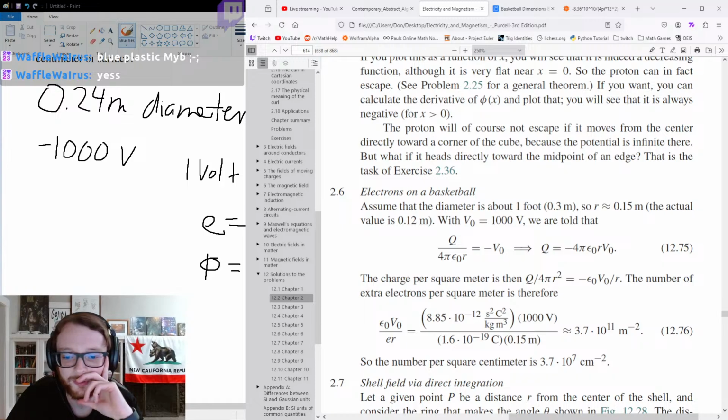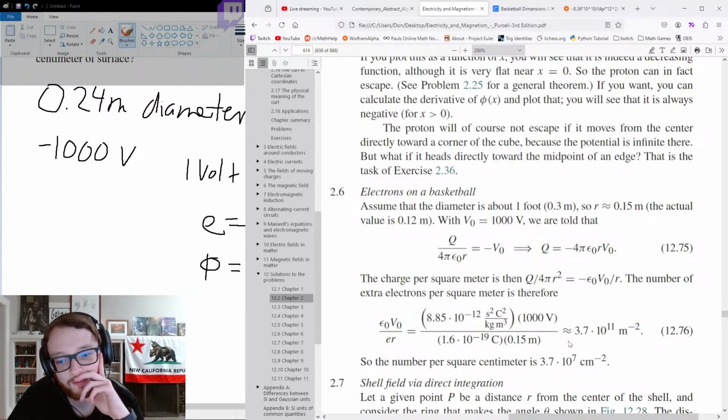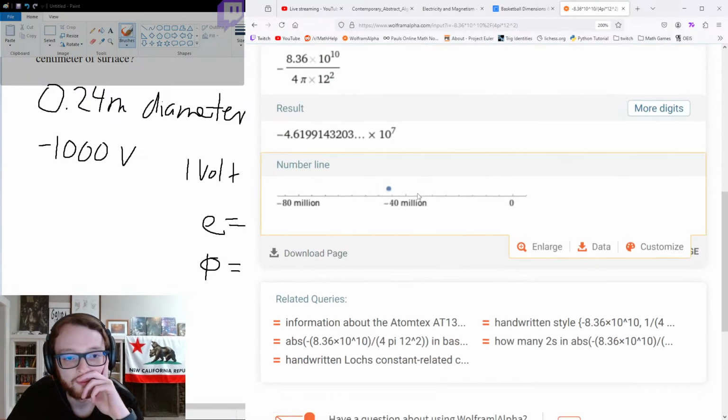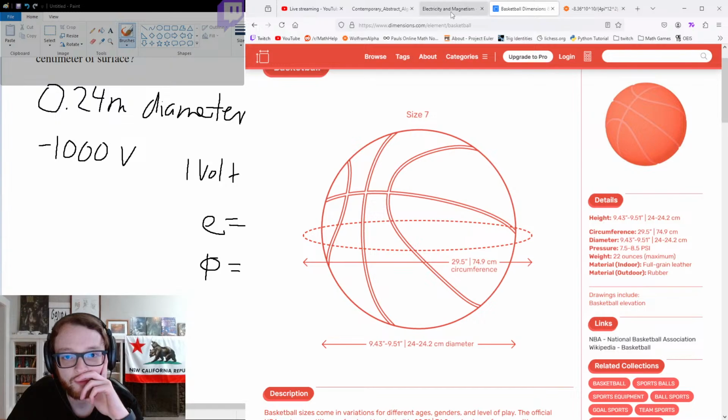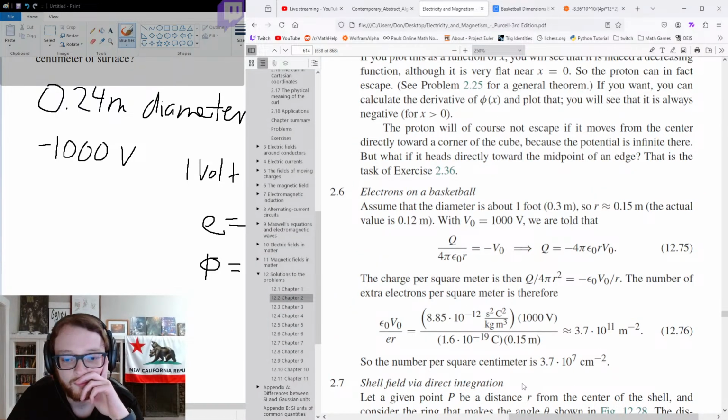Okay, so they do the per square centimeter thing first. But does this R really cancel with that R? Oh, okay, so they work in meters and then convert it to centimeters at the last second. I did not get that number. I got 4.61 times 10 to the 7. Is that a rounding difference? Oh, it's probably because of the 0.15. I got the right order of magnitude.